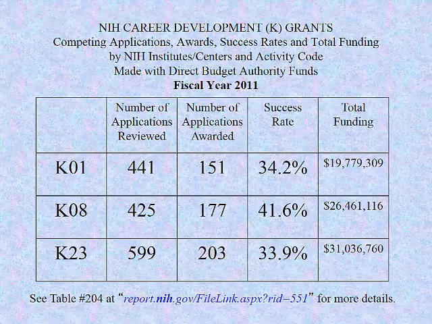So this is a table looking at, in 2011, the absolute number of applications for each of these mechanisms and the number awarded. What you see is the success rates. The success rate is just this number divided by this number, and then here's the total funding, okay?